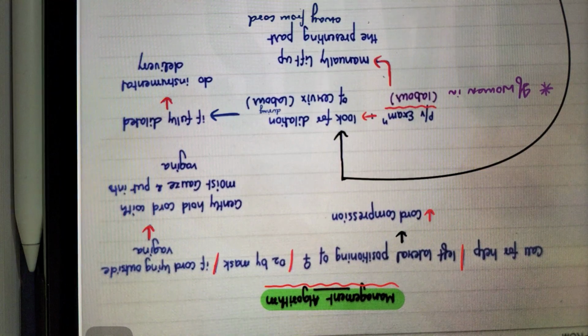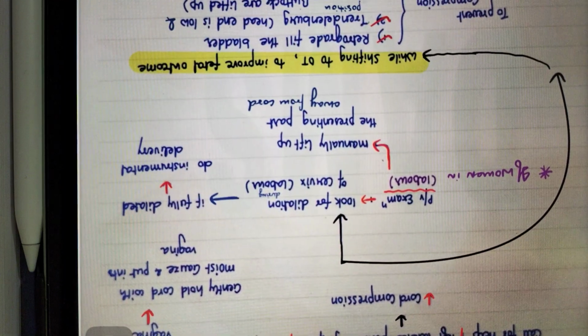Now we should do per vaginal examination and look for dilation of cervix during labor. If fully dilated, we can undergo instrumental delivery. We can manually lift up the presenting part away from cord during PV examination.